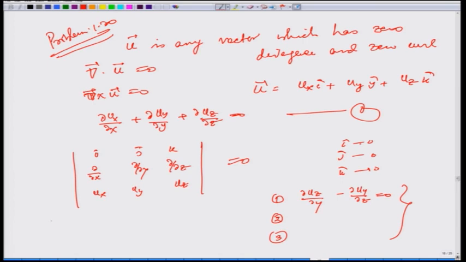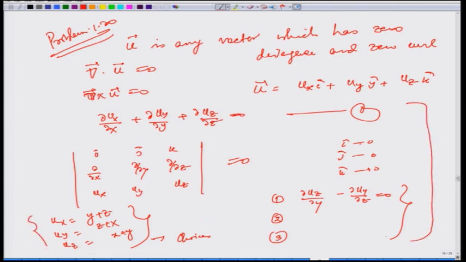One example is, let us say I take Ux equal to y plus z, Uy equal to z plus x, and Uz equal to x plus y. These are my choices. If I put this in, I will see that the divergence of U and even the curl of U are 0. So this may be a possible answer, but you can find it from here also. This is a very simple problem.